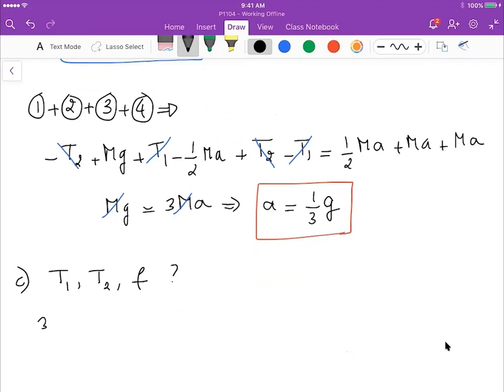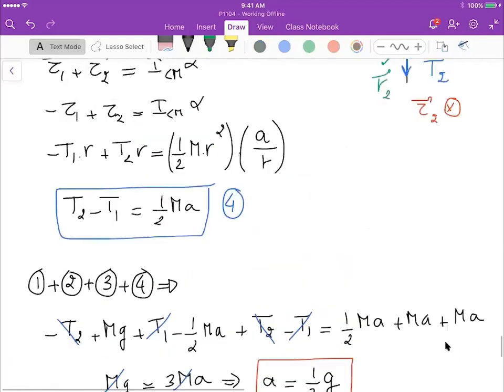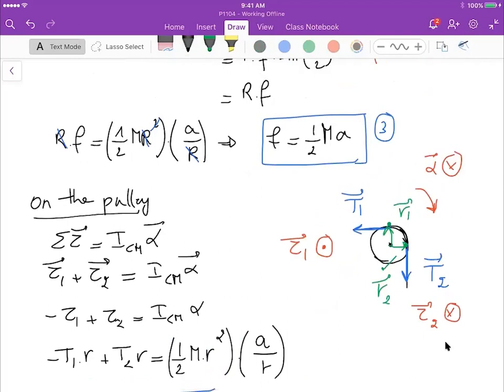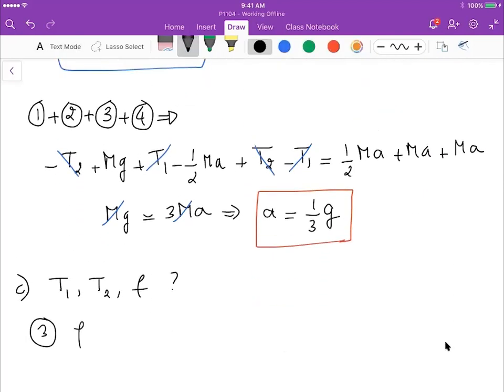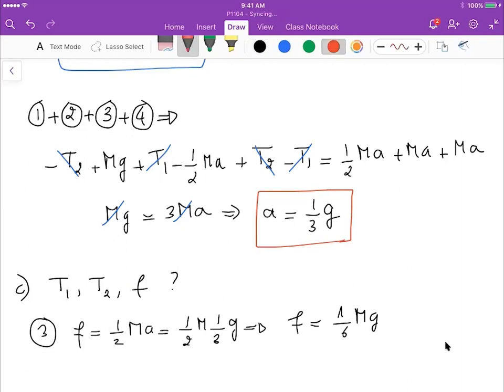Equation 3 بتخبرنا have a look. Equation 3 كانت تعطينا ال F as a function of A. So I will write down equation 3 F is equal to 1 over 2 MA. So it's 1 over 2 M times 1 over 3 G. And so we can deduce that the friction force is given by 1 over 6 mg. هي بالنسبة للفريكشن.